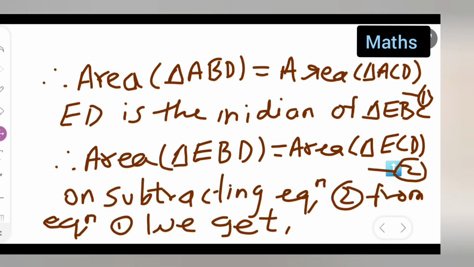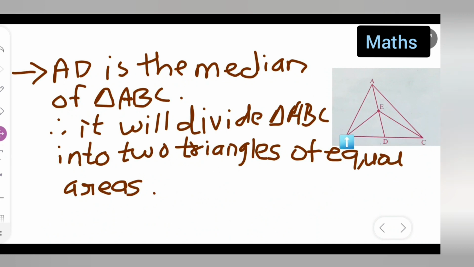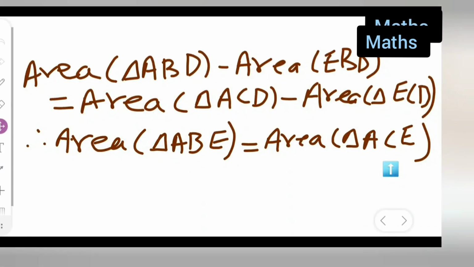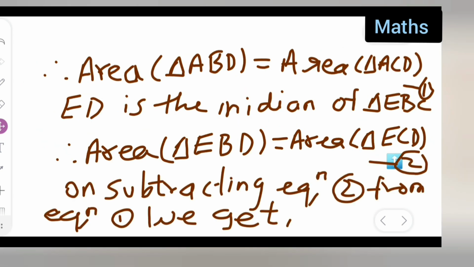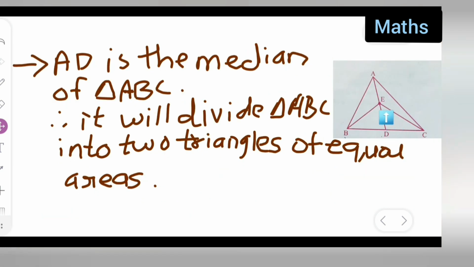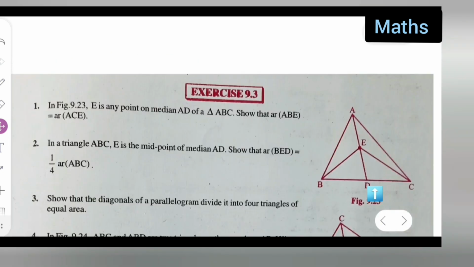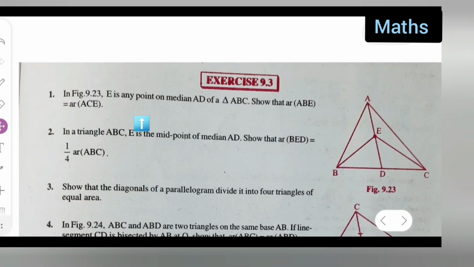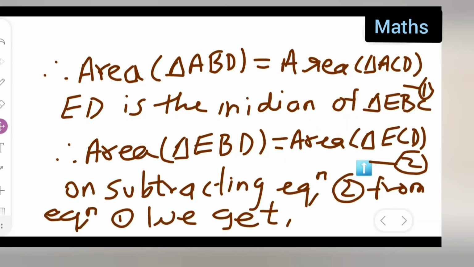You will get area ABE is equal to area ACE. So I hope you all have understood this part. If you subtract this part, you will get area ACE. Which area is it? This area, ACE. So finally we proved that area ABE is equal to area ACE. So I hope you all have understood, and thanks for watching. You all can take down this.